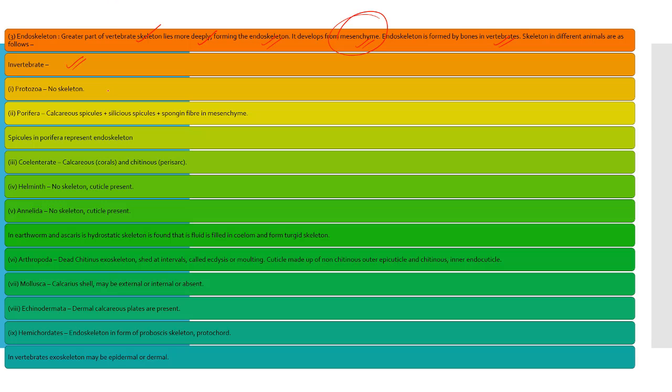Protozoa don't have any skeleton, whether exo or endo. Porifera have calcareous spicules, siliceous spicules, and spongin fibers in the mesenchyme. Spicules in Porifera represent endoskeleton. Coelenterates have calcareous skeleton, that is corals, and chitinous, that is perisarc.